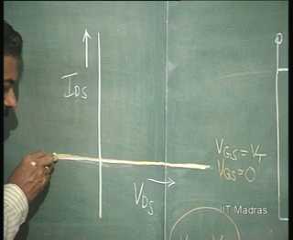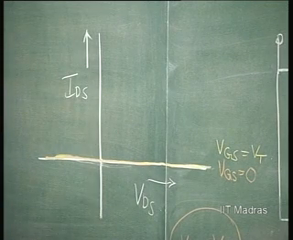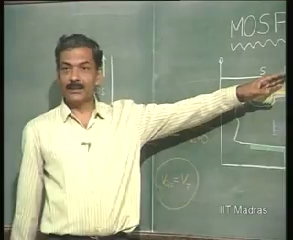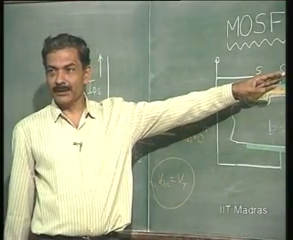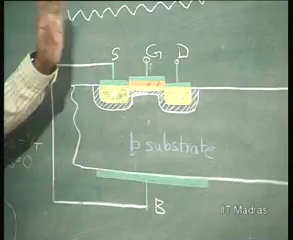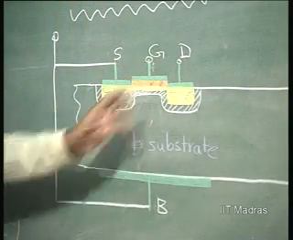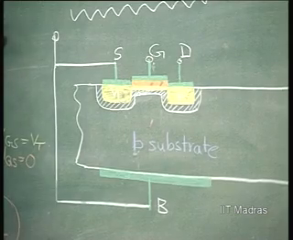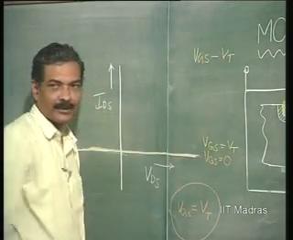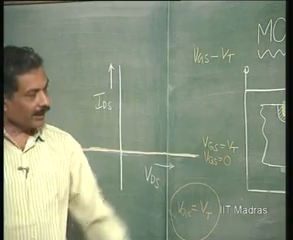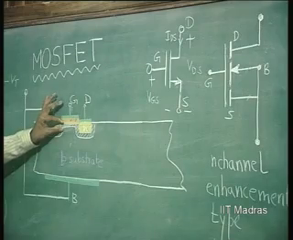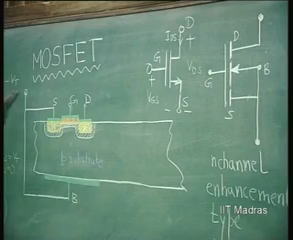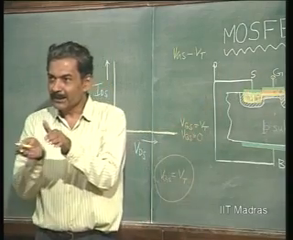That means resistance can still be considered very, very high. Now, I apply further gate voltage with respect to source, which is greater than VT. That means the additional voltage that I have applied is VGS minus VT extra. Let us say this is what you have applied. Corresponding to this, the width of this is going to increase.